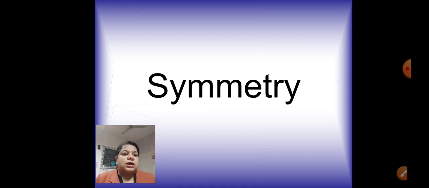There are some letters which have a vertical line of symmetry, some which have a horizontal line of symmetry, and others may have a slanting line of symmetry, and there are some alphabets which have no line of symmetry. So today we are going to discuss all the alphabets and their lines of symmetry.